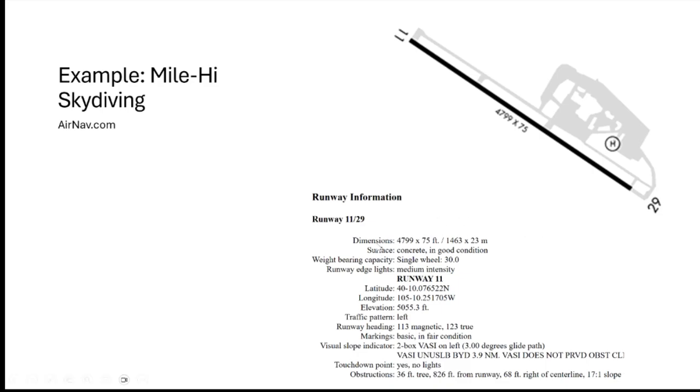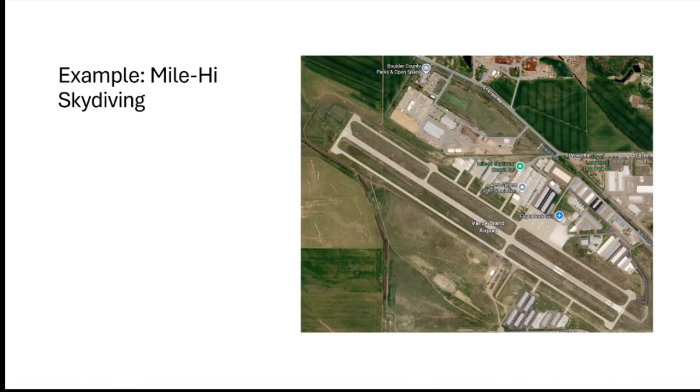It also tells us our elevation. So at Mile High, they are roughly a mile high. As we can see, their elevation is 5,055 feet. If we go to Google Maps, again, we can see what the airport looks like and that they do only have this one runway. So not going to have to worry about which one is the active runway here.